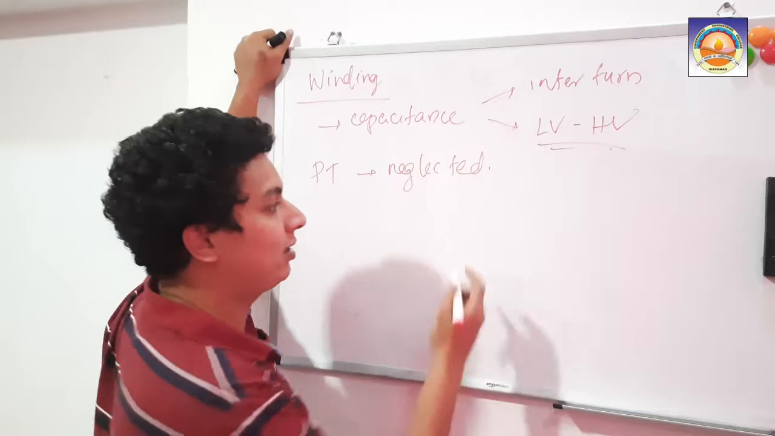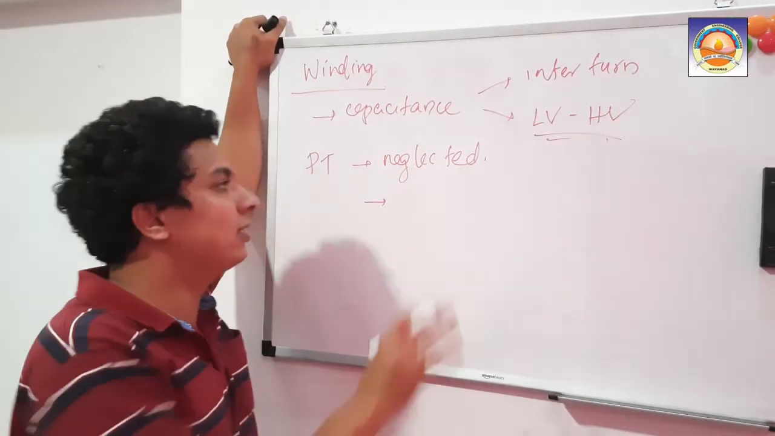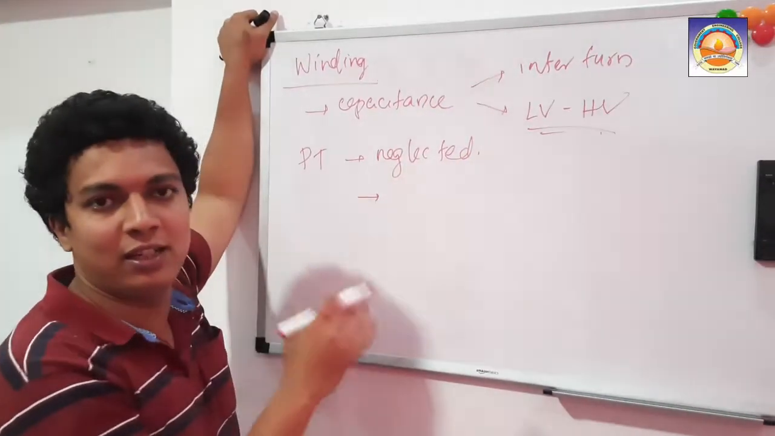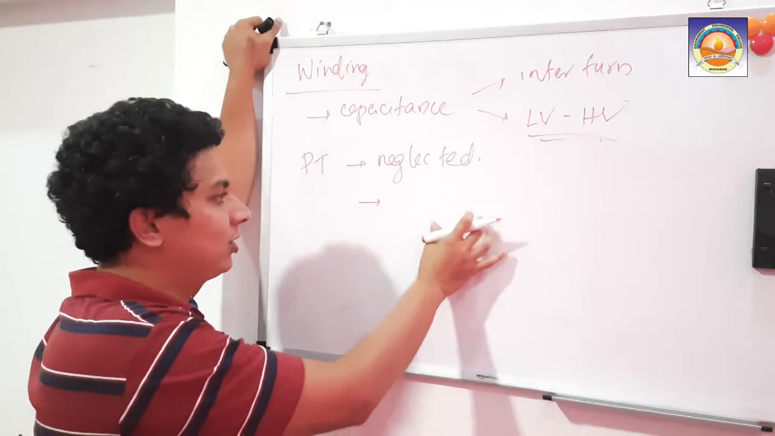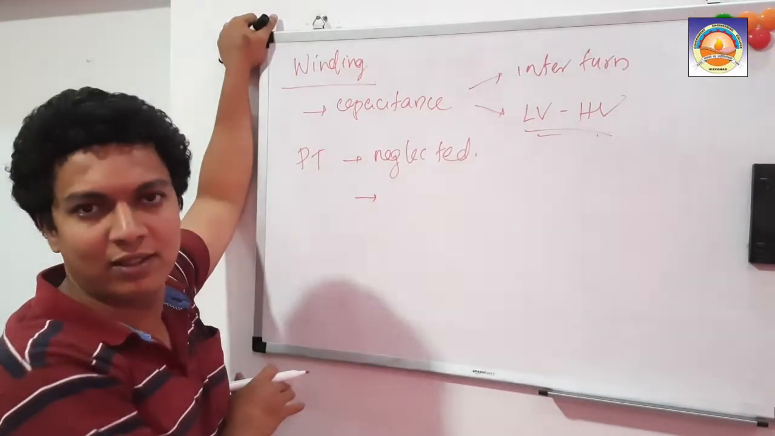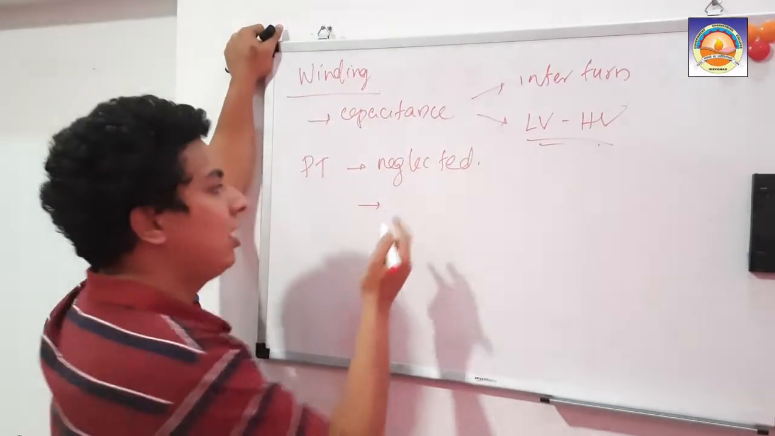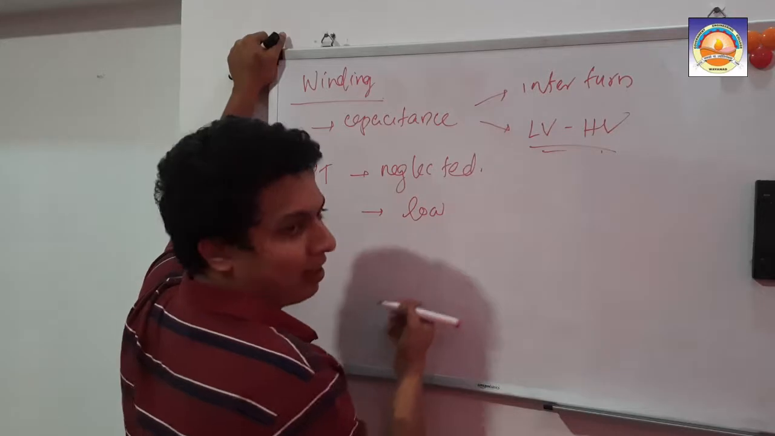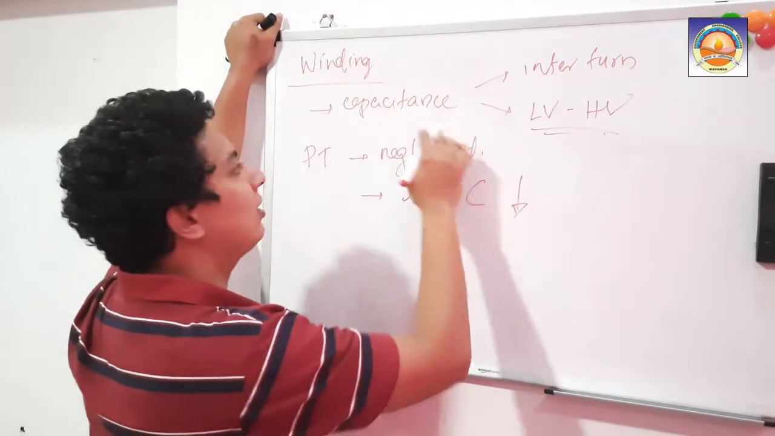Why is it neglected? You might have seen when you are considering a transformer equivalent circuit, we usually neglect the inter-turn capacitance and all. So why are we neglecting this capacitance? One reason is that it is very low. The capacitance value is comparatively very low for the winding.